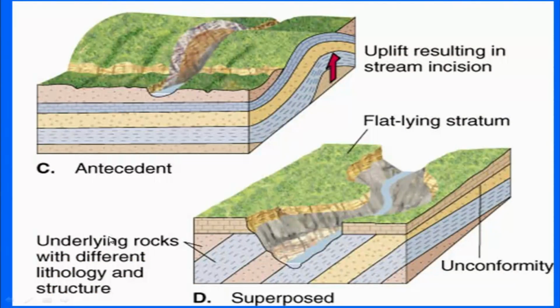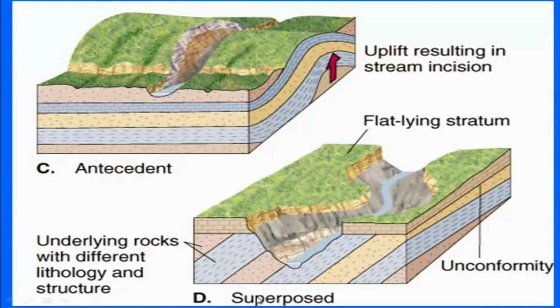Then we have the antecedent stream. Antecedent streams are mostly those streams which cut across the folded belts. So, most of the streams which are crossing the Himalayas are antecedent streams, because they incise the folded mountain chain and flow across it. They are termed as antecedent streams.